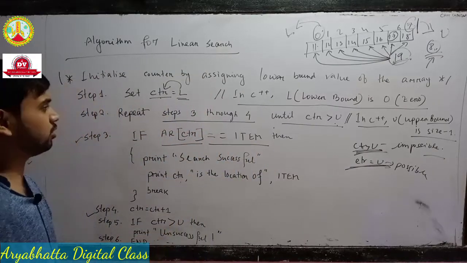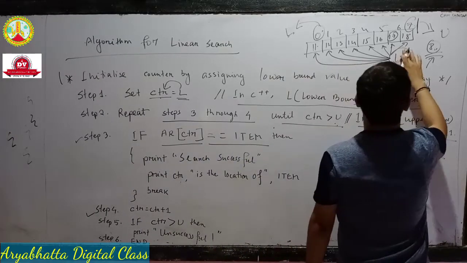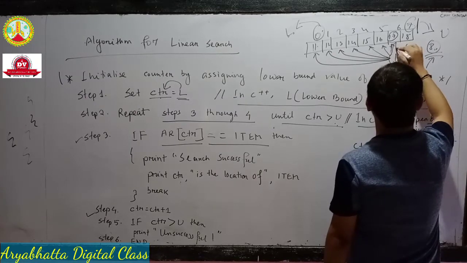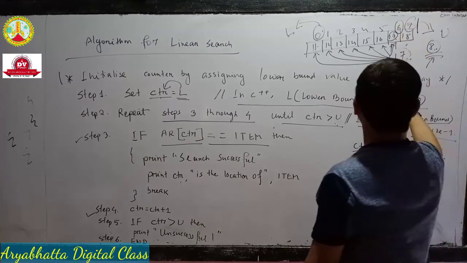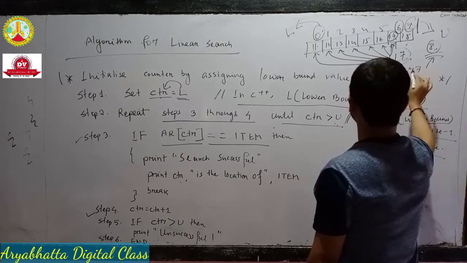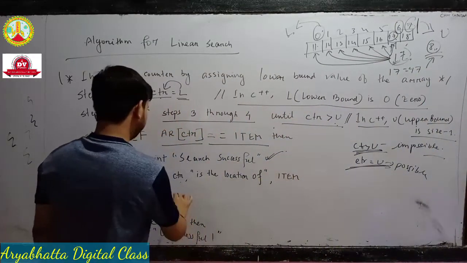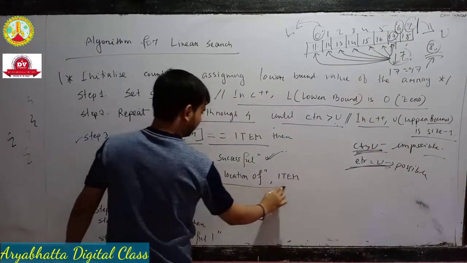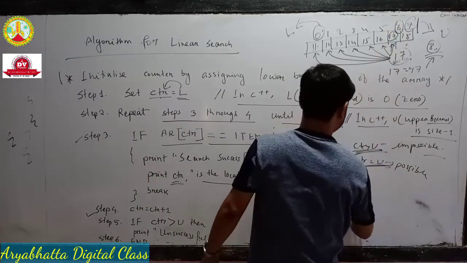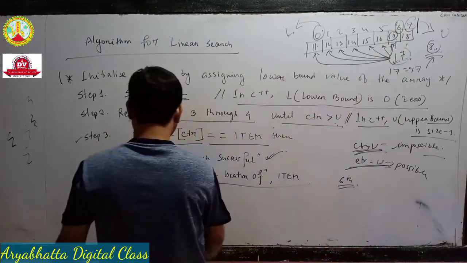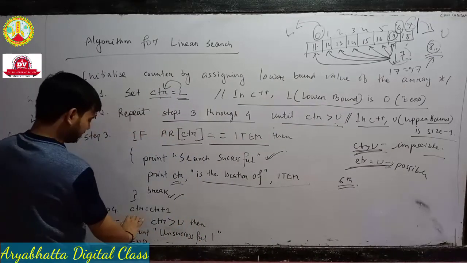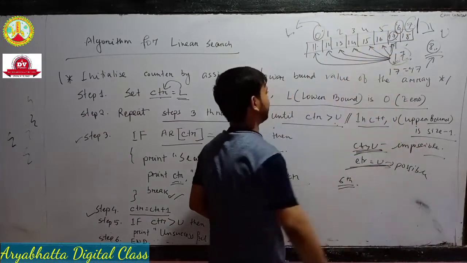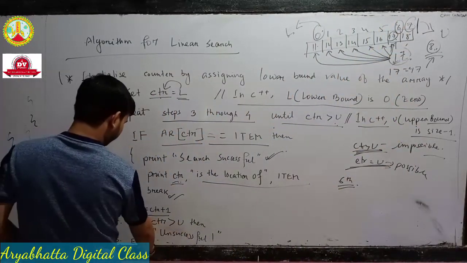AR[CTR] means the array. Suppose your value is 17. When you come like this and see that at index 6 the value is 17, 17 is equal to 17, which means the search is successful. Print CTR: this index 6 is the location of the item, so your location of the item is 6. Break. Otherwise, you go through CTR = CTR + 1, which means you keep searching by incrementing: 0, 1, 2, 3, 4 like that. If CTR is greater than UB, then print unsuccessful.